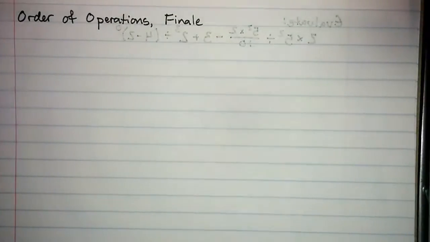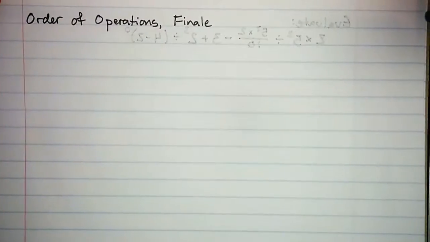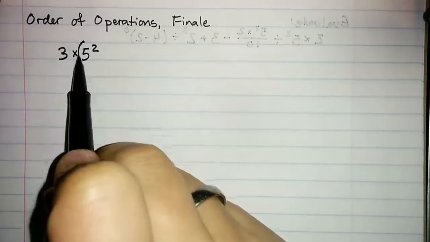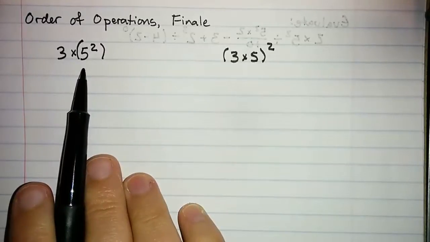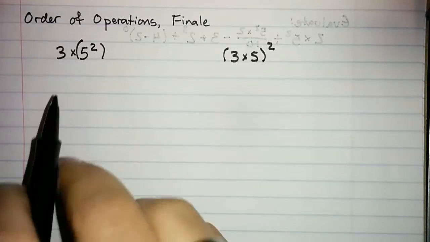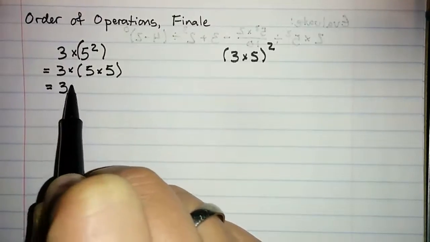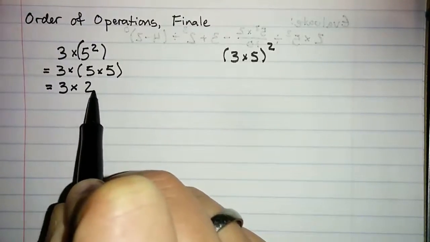Exponents are the last new thing that we need to include in the order of operations. Where do they happen? Or does it matter? If we have, for instance, 3 times 5 squared, does it matter whether we multiply first or take the exponent first? Let's see. Well, 5 squared, that's going to be 5 times 5. 5 times 5, according to our multiplication table, will be 25.